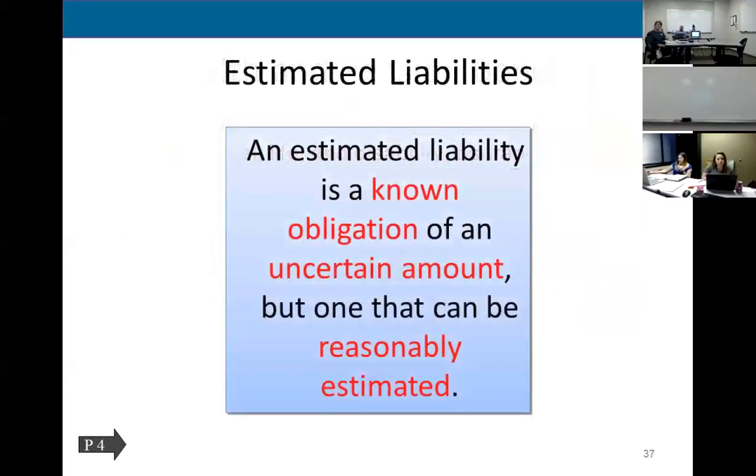All right, let's go back to here. Estimated liability. So remember, thus far we have looked at only known liabilities. But an estimated liability is a known obligation, so we know we're going to owe something, but it's a known obligation of an uncertain amount, but one that we can reasonably estimate. Okay, anybody think of an example of this?